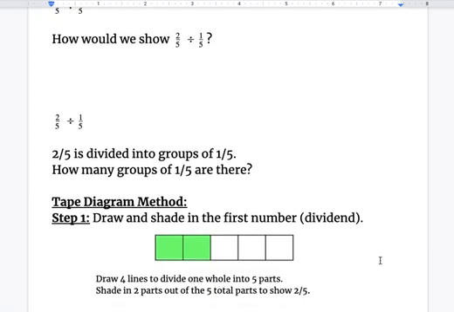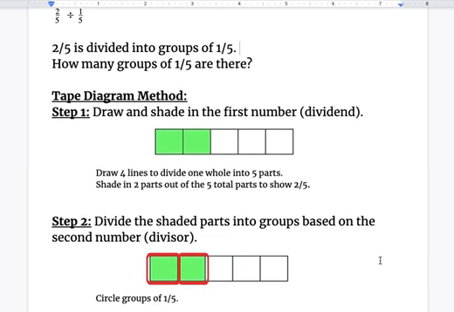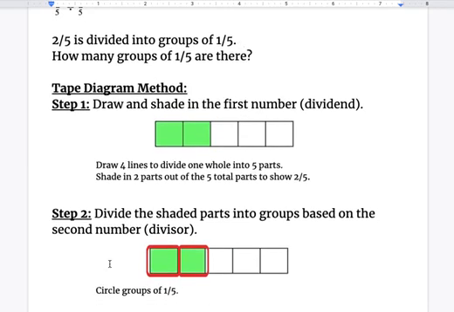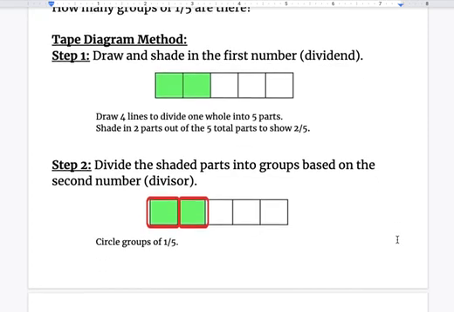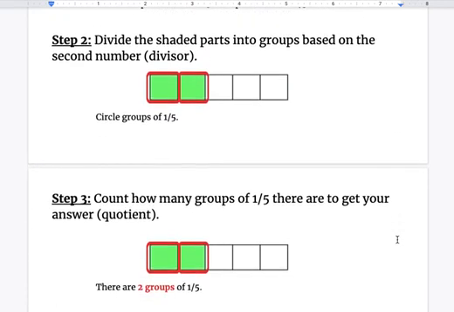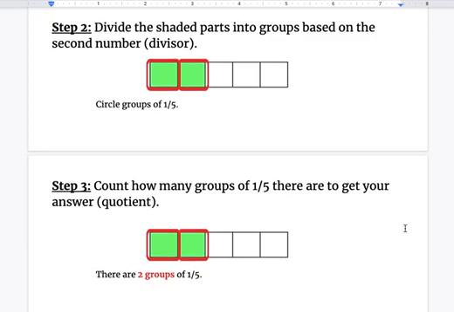And then step 2, make sure that's in your notebook, we're going to divide the shaded parts into groups based on the second number. So we're only going to circle groups of 1/5. So 1/5 and another 1/5. Only 1 out of the 5 parts will we circle. So then your answer would be the quotient. How many groups of 1/5 are there to get to your answer? There are 2 groups of 1/5, so your answer is 2. There's only 2 circles that you circled.